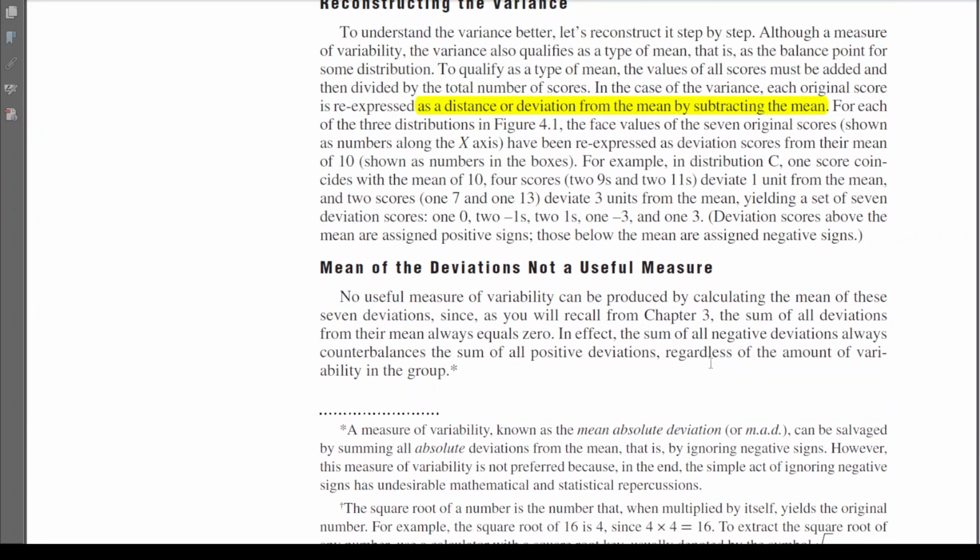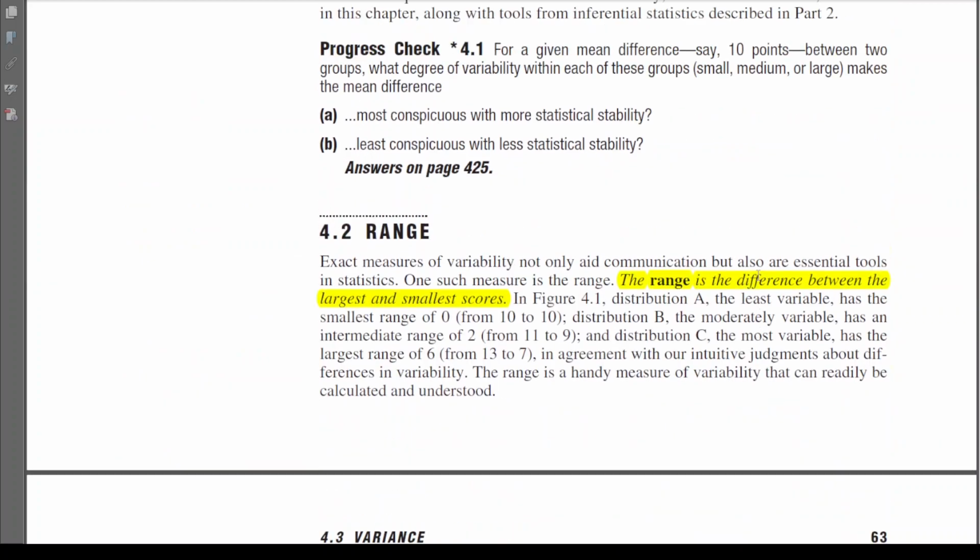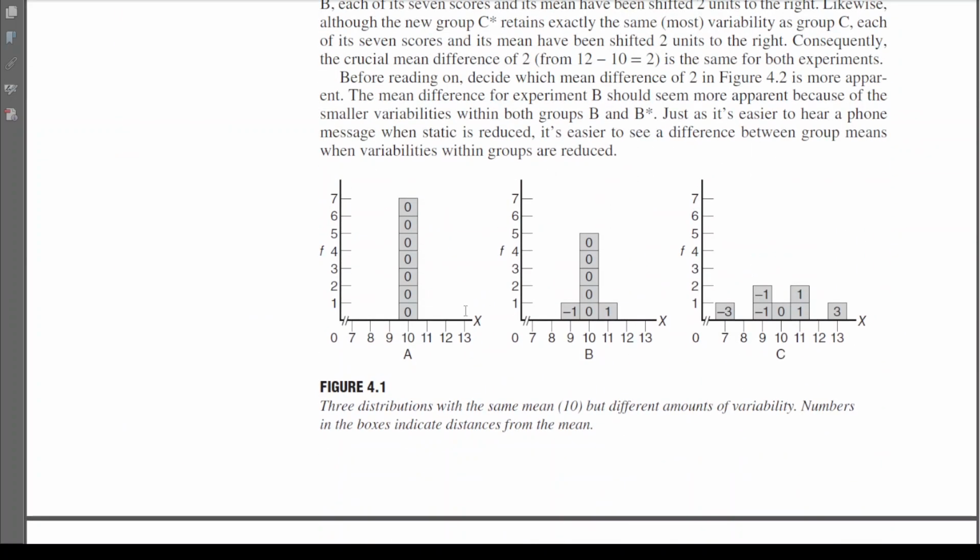Now, mean of the deviations is not a useful measure. In all the three distributions, if we add up the variability scores for each of the data points, it will ultimately come out to be 0. In distribution A, since all of the data points are labeled as 0, it comes out to be 0. In distribution B, there are 5 scores labeled as 0, and there is one which is labeled -1, one which is labeled +1. So the sum again comes out to be 0, and similar is the case for distribution number C.